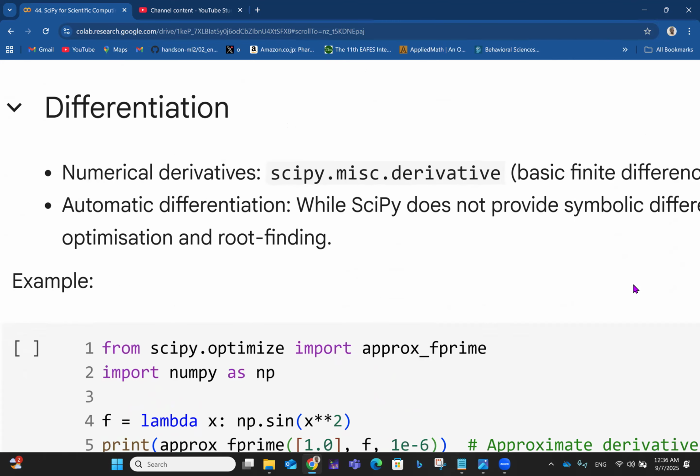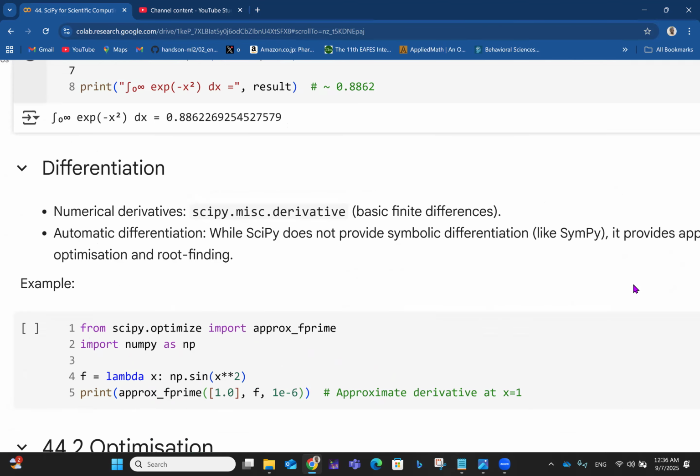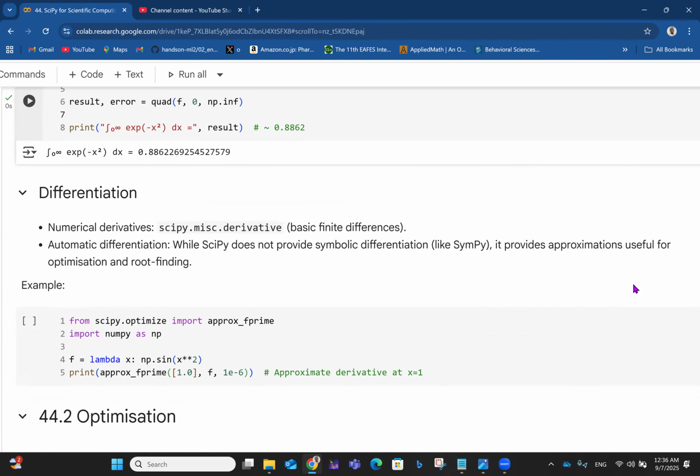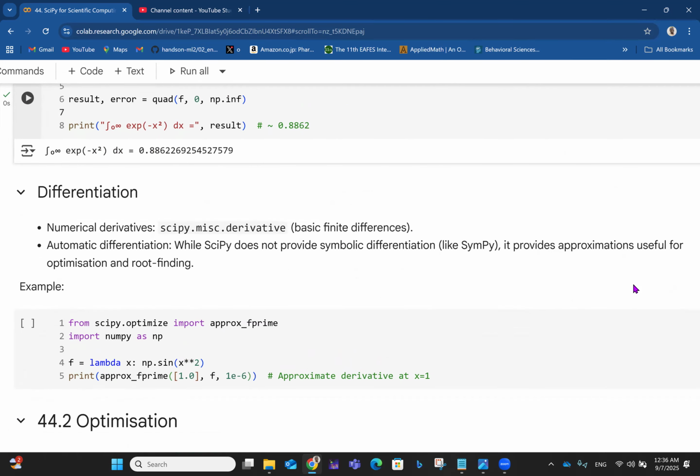Then coming to differentiation. That's talking about numerical differentiation, by the way. Like I said, SciPy does numerical stuff: numerical differentiation, numerical integration, numerical methods. So for differentiation, you can have numerical derivatives using scipy.misc.derivative. That's for basic finite differences. You can also have automatic differentiation. While SciPy does not provide symbolic differentiation like SymPy, it provides approximations useful for optimization and root finding, right?